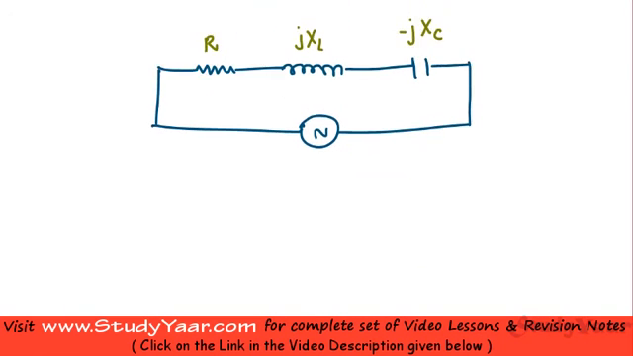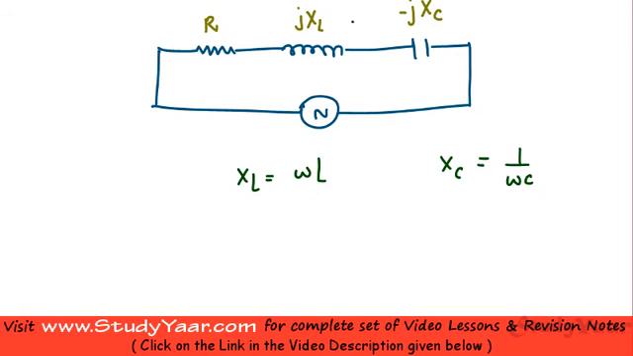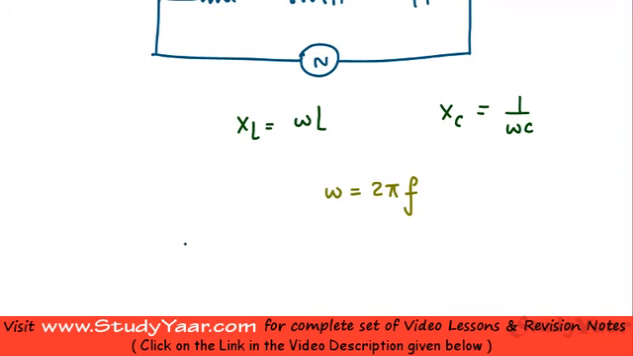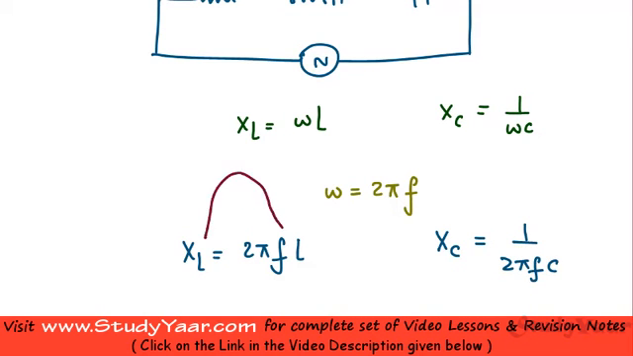What's your XL over here? Your XL is omega L, right? And what's your XC over here? Your XC is 1 upon omega C. Now, omega is given by what? Omega is 2 pi into frequency. So your XL is also 2 pi f into L, and your XC is 1 upon 2 pi f into C. So your reactance is a function of your frequency.